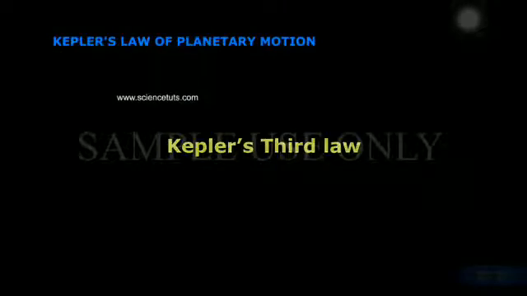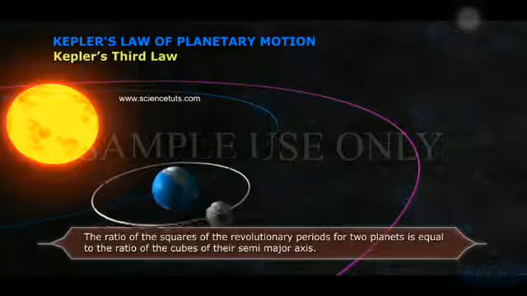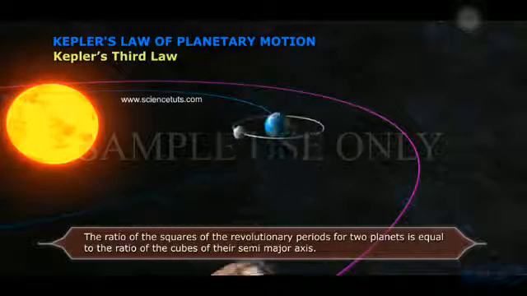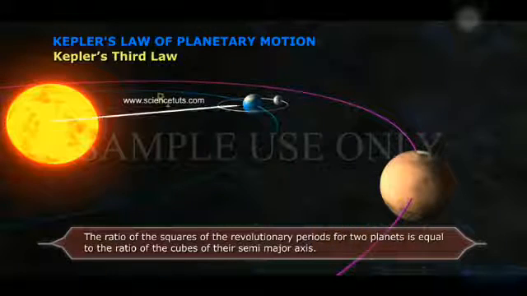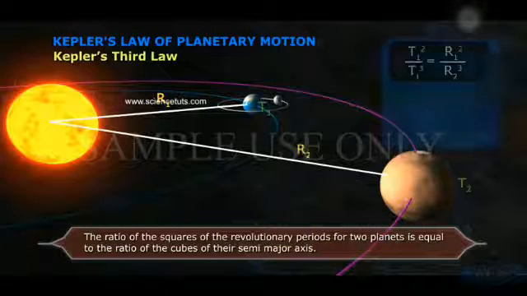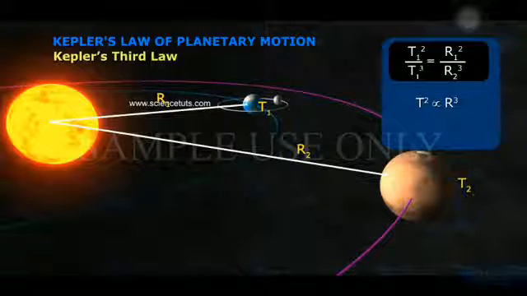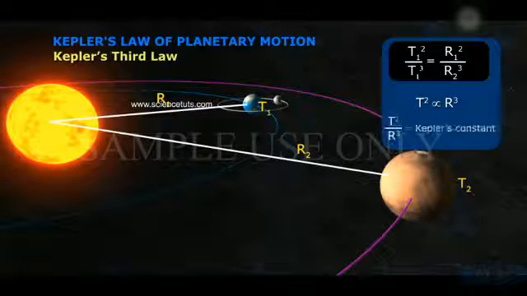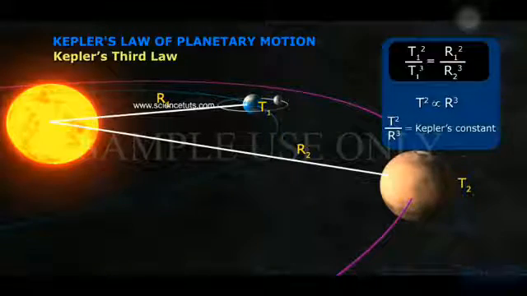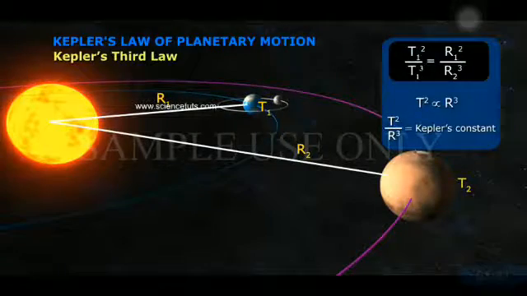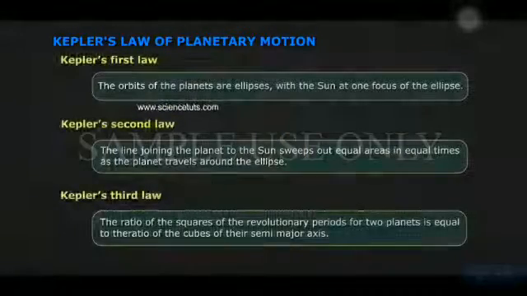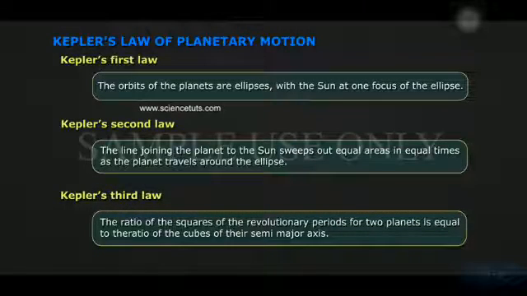Kepler's third law. The ratio of the squares of the revolutionary periods for two planets is equal to the ratio of the cubes of their semi-major axes. T square is directly proportional to R cube. So, T square by R cube is equal to Kepler's constant. Recapitulation. Kepler's laws of planetary motion.